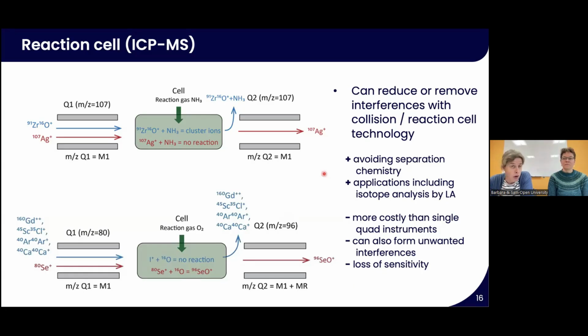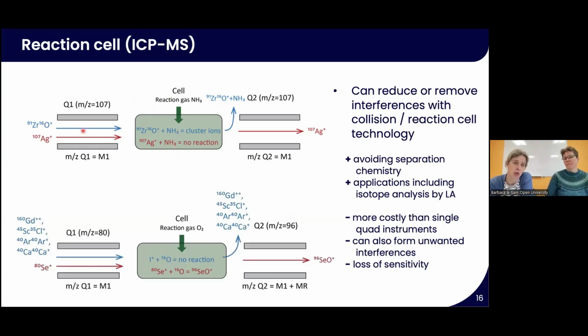So we have two modes of using our reaction cell. We can either do what we call an en masse or a mass shift mode with regards to the reaction. There are a couple of examples here from our lab, things that we routinely use. The top example is an en masse reaction. Something that we're interested in measuring is silver in volcanic samples. Now this is generally tens of parts per billion concentration in the samples that we're analyzing.